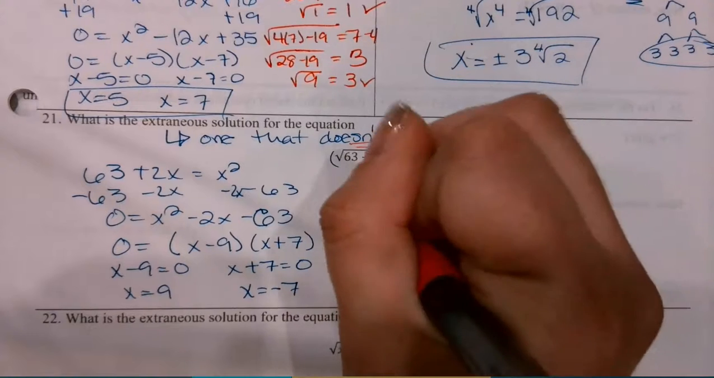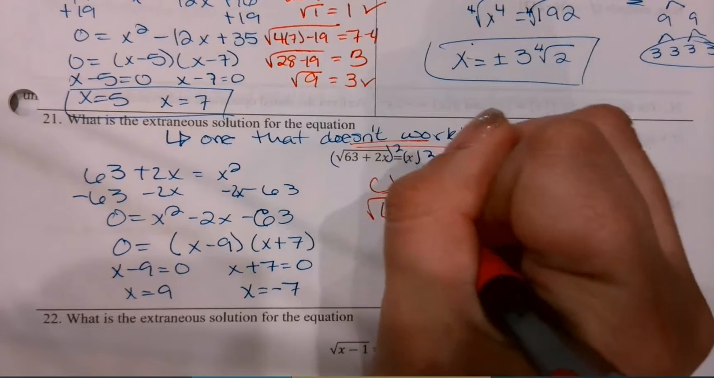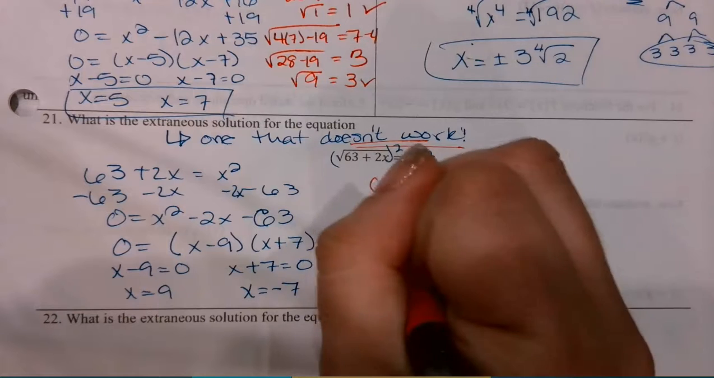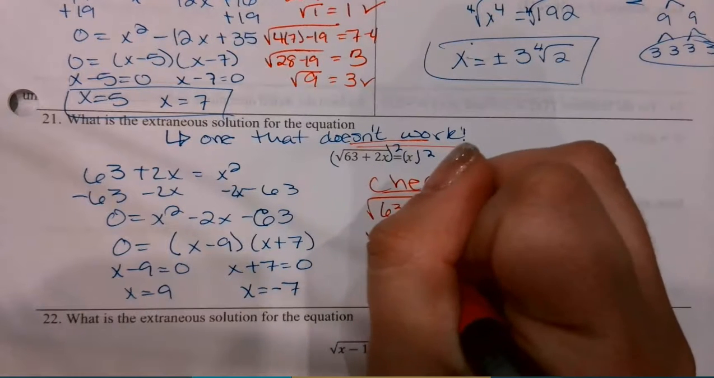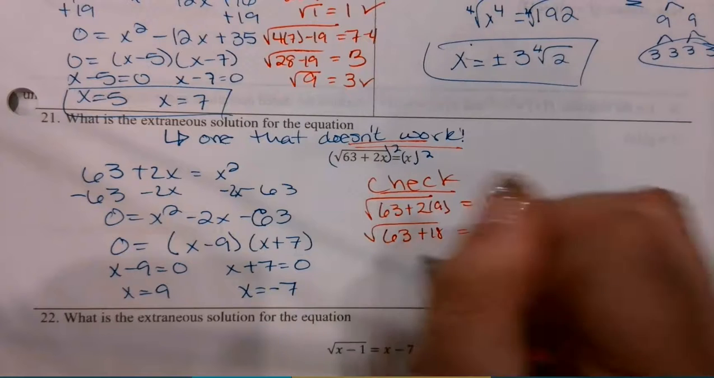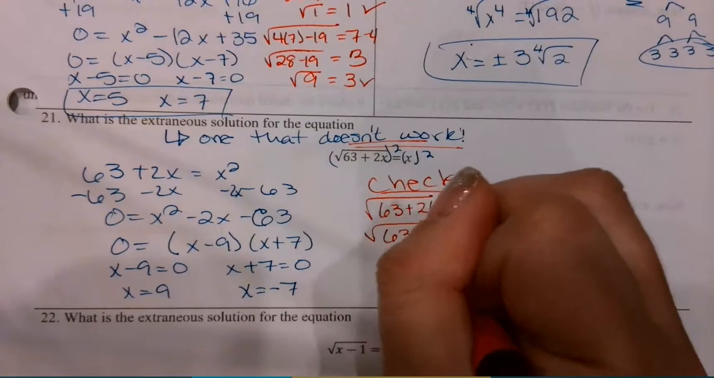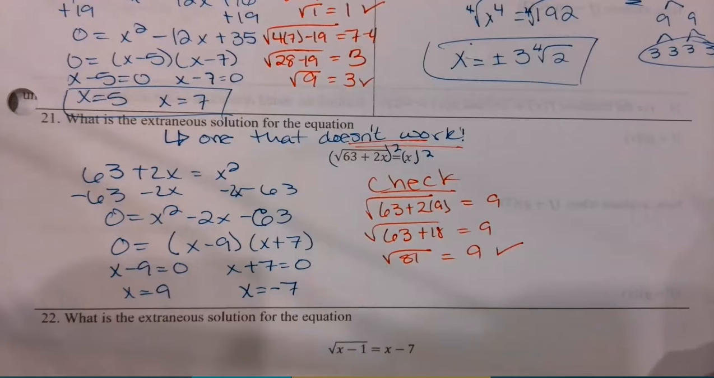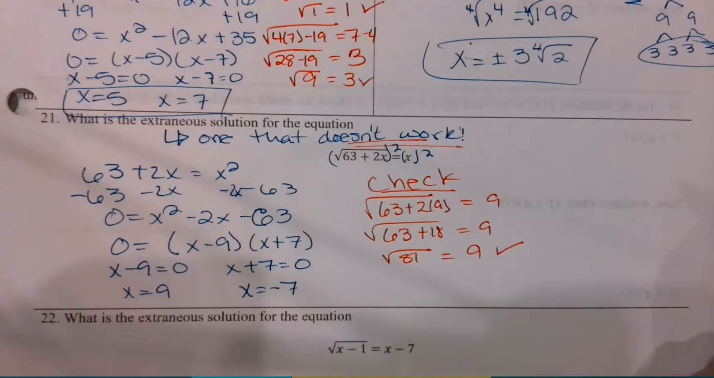I'm going to plug in 9. So I have square root of 63 plus 2 times 9 equals 9. 2 times 9 is 18. Square root of 63 plus 18 is 81. Square root of 81 equals 9. That works. That is not my answer.